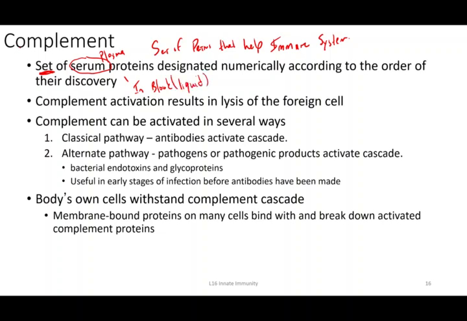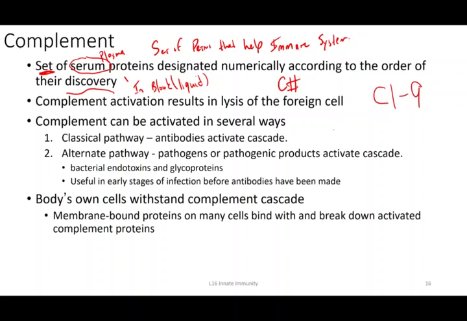And they are named, not very originally, C for complement with a number. And the number is just going to be based on the order in which they were discovered. So C1 was discovered first, C2, C3, C4, C5, etc. So there's upwards of nine, C1 through 9. We're not going to memorize what each of them do. There's several that I'm going to have you learn the specific function of, but we're going to learn them as a group. That's what we're going to do.